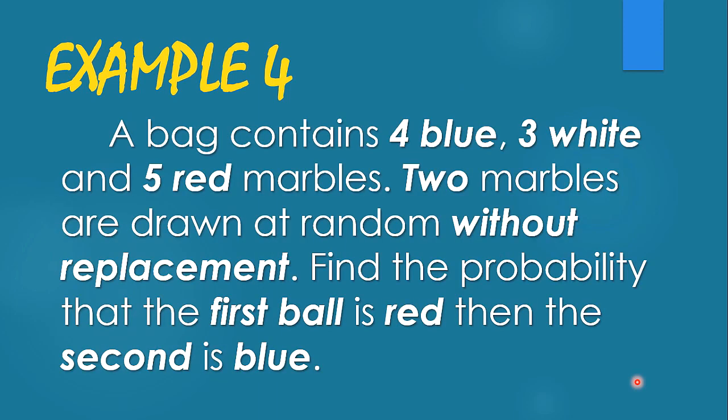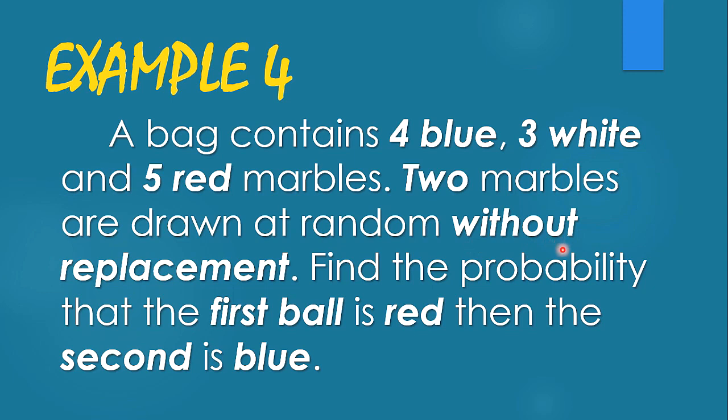Example number 4. A bag contains 4 blue, 3 white, and 5 red marbles. 2 marbles are drawn at random without replacement. Find the probability that the first marble is red, and then the second is blue. So again, we have 4 plus 3 plus 5, a total of 12 marbles, and we need to draw 2 marbles at random without replacement.